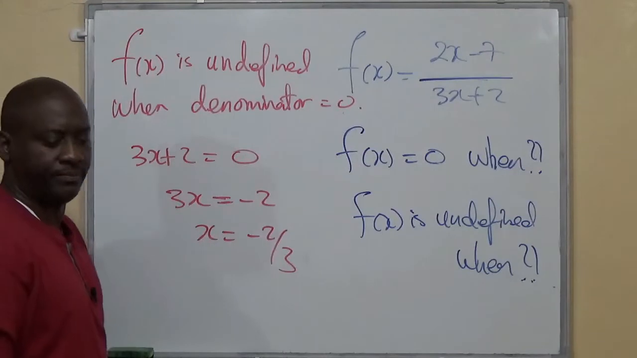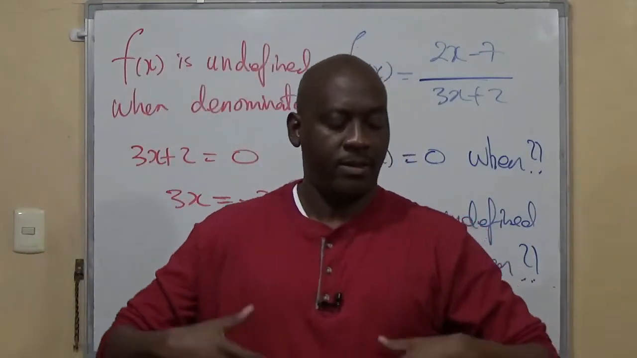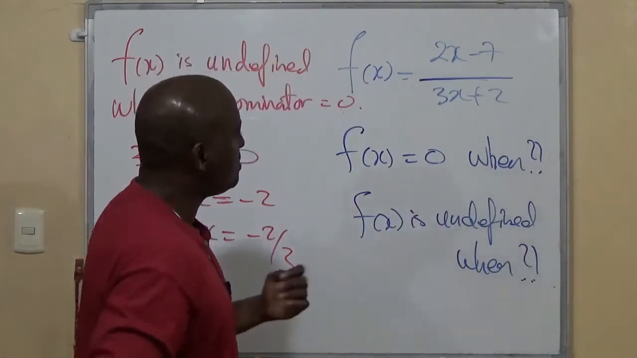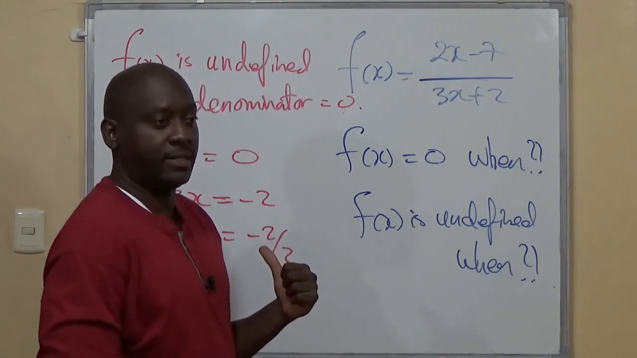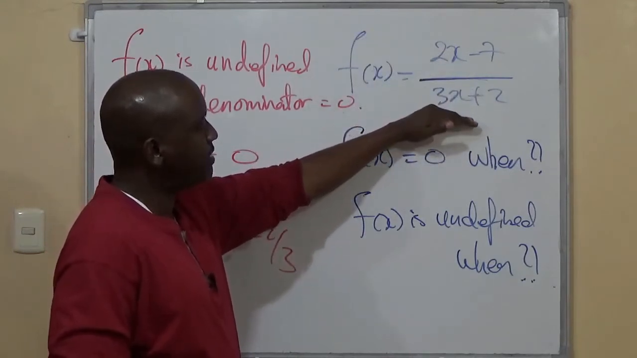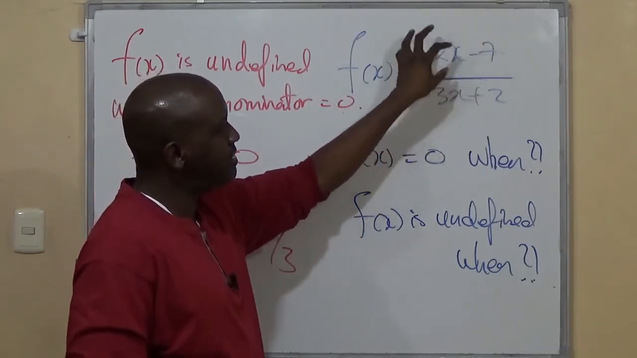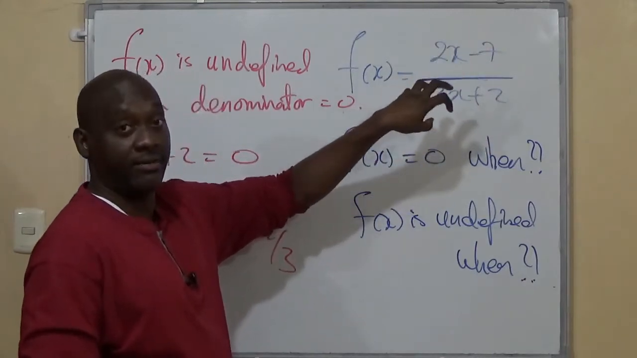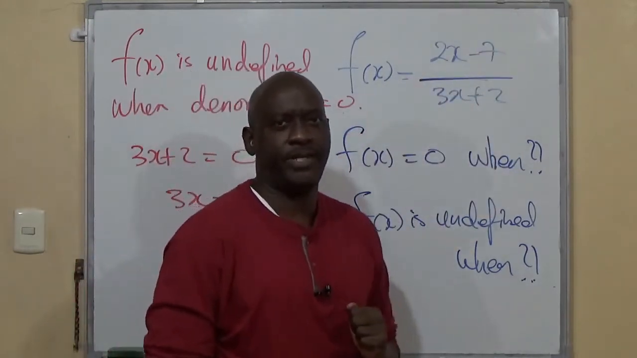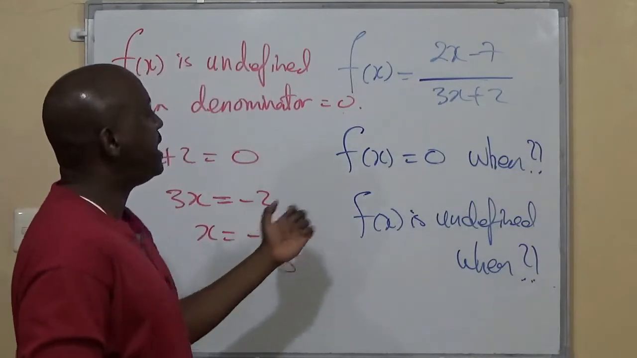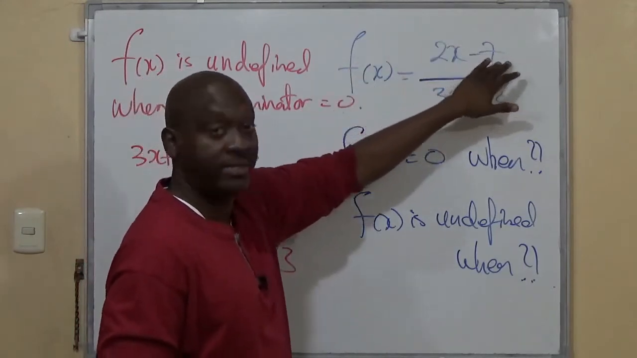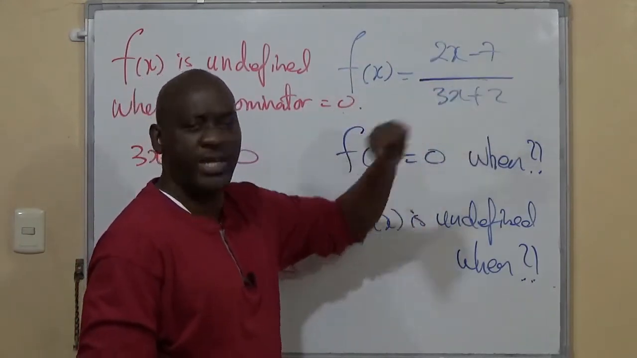End of discussion. Now, as we like to do so often, we raise the level of complexity. Most of the past papers I have seen in CSEC, almost all, you would get a function like this, and almost always the functions involved inside the original function are linear functions. So 2x minus 7 is a linear function. 3x plus 2 is a linear function, which means then that you'll only get one value of x for which the function is undefined, and by the same token you'll only get one value of x for which the function is equal to 0. So here what we're going to do now.